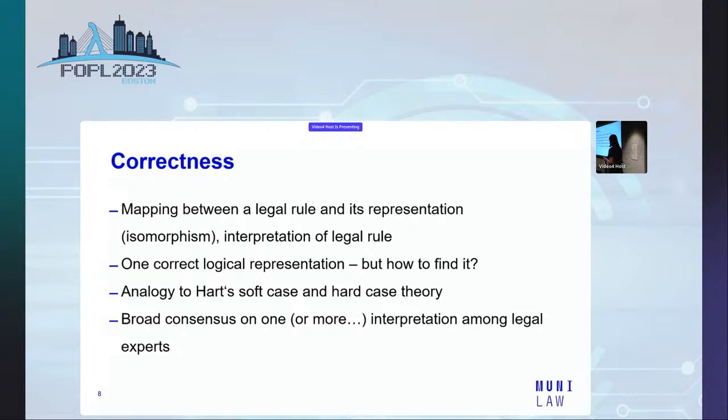So based on this, we decided to say that the correct formalization of a certain legal rule is the one that the majority of the legal experts we employ in the experiment will agree on. So we will have a broad consensus on one interpretation, and we will accept it as the correct one. Of course, in the context and at the time that we do the interpretation or the experiment.